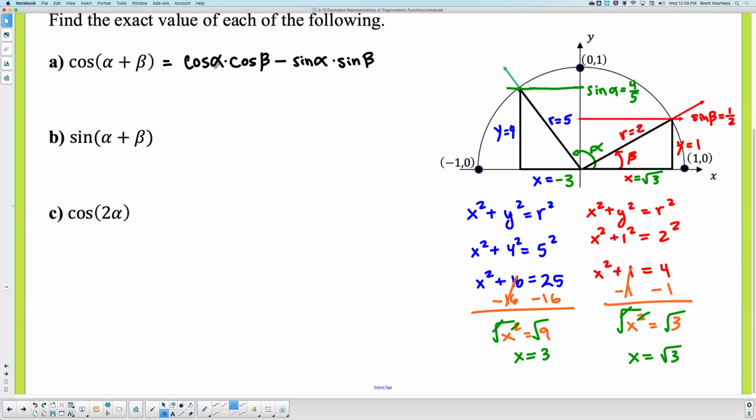Okay, so this says cosine alpha. You look at the alpha triangle. Let's call alpha right here. I'm going to call that alpha just to make it simple, and I'm going to call this one beta. You look at the alpha triangle. Cosine is x over r. So what's my x? Negative 3. What's my r? 5. Times cosine B. So you look at triangle B. What's cosine's ratio?